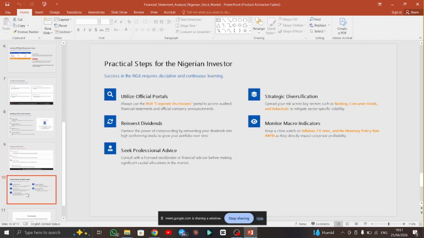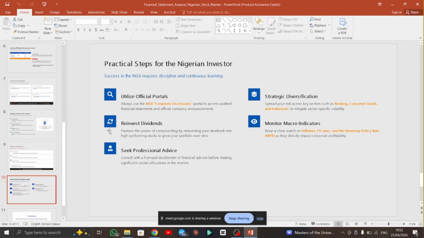Now we are going to look at these practical steps. Then after these practical steps, I'll show you guys how to get some financial statements, then call it a day here. So we need to utilize some portals like the NGX portal.